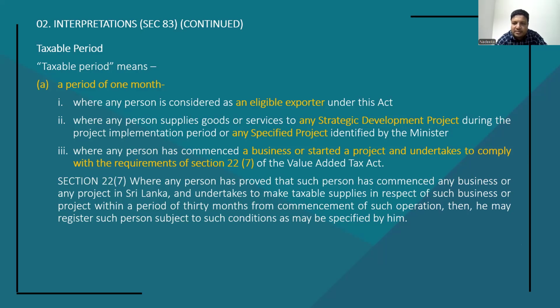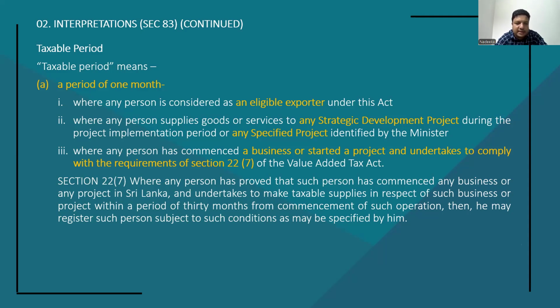But under the Value Added Tax Act, you are given the permission to get the registration until you make taxable supplies. That registration is a specific registration that is done under Section 22(7) of the VAT law. If you are a person registered under Section 22(7), then the 1 month taxable period is applicable to you. Right? This is a specific approval given by the Inland Revenue Department, where the project takes a considerable time to make taxable supplies. So Section 22(7), where any person has proved that such person has commenced any business or any project in Sri Lanka and undertakes to make taxable supplies in respect of such business or project within a period of 30 months from commencement of such operation, then he may be registered.